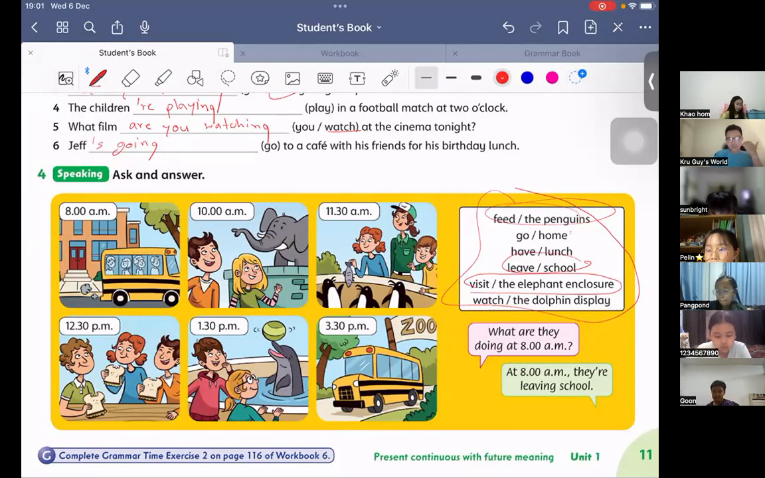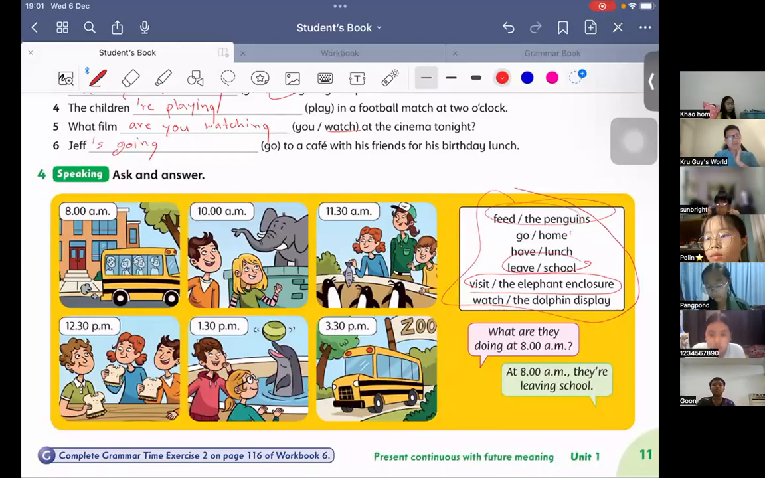What about Sunrai? Can you please ask a question to Fafar? Look at half past 1. What are they doing at half past 1? At half past 1, they are watching the dolphin display. Display.